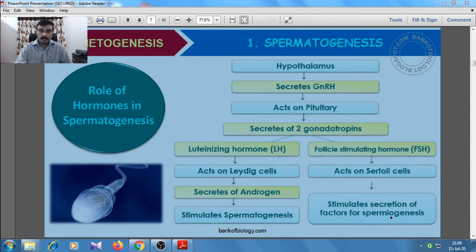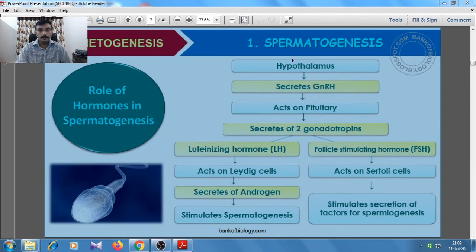What is spermiogenesis? The transformation of spermatids into sperms is what is called spermiogenesis. And what is spermatogenesis? The whole process of formation of sperm is called spermatogenesis.